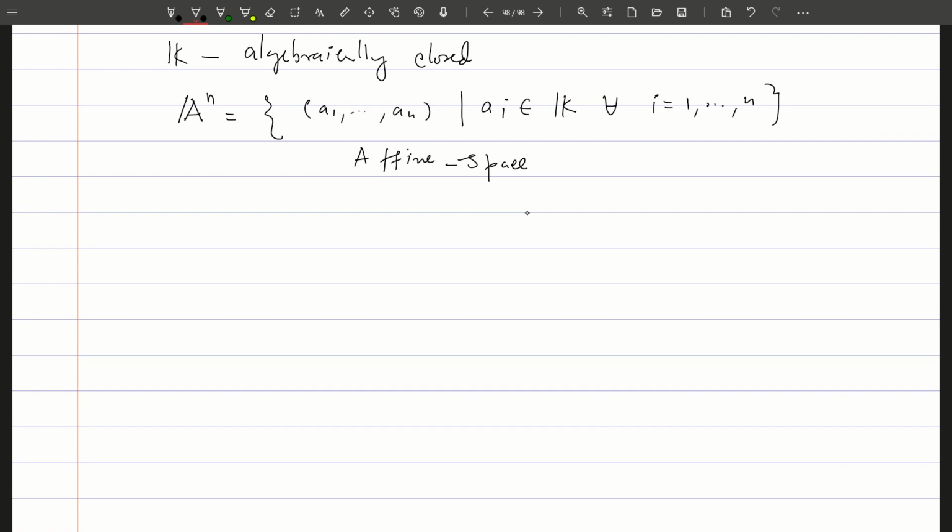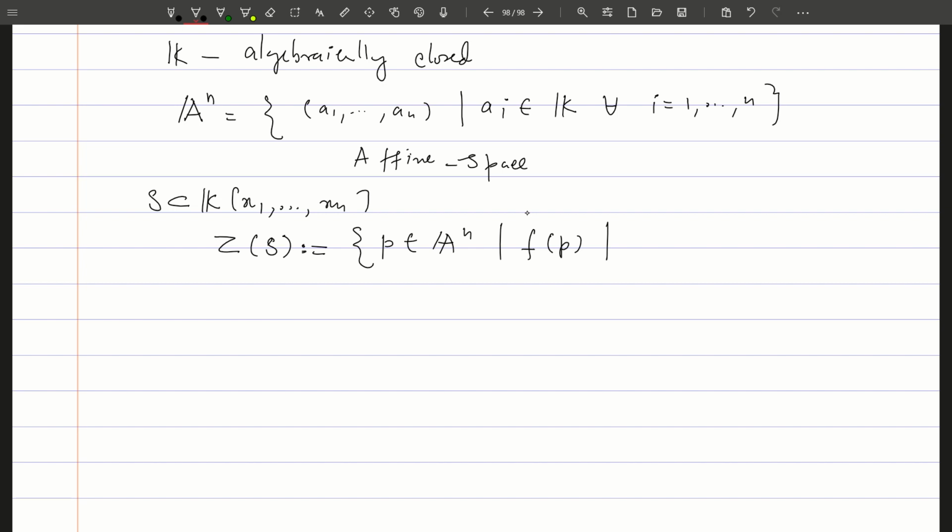If we have a polynomial ring in n variables over the field k, and suppose we are given a subset S of this polynomial ring, then the zero set of S is defined as all those points in the affine space such that any polynomial vanishes at the point P. This has to be true for all f in the set S. So this is called the zero set of S.